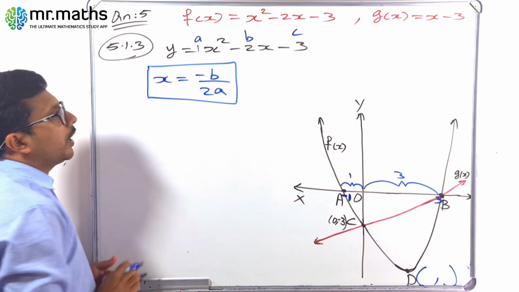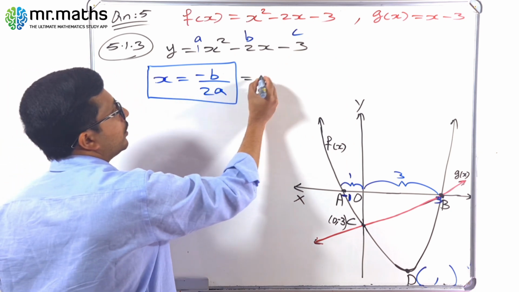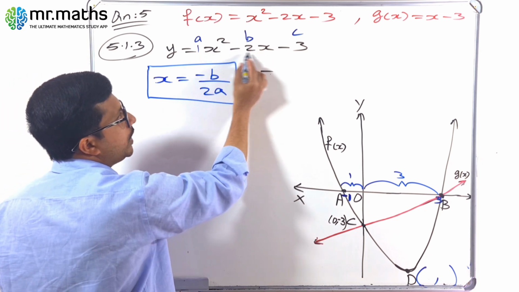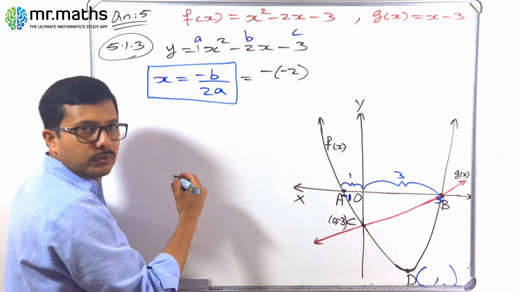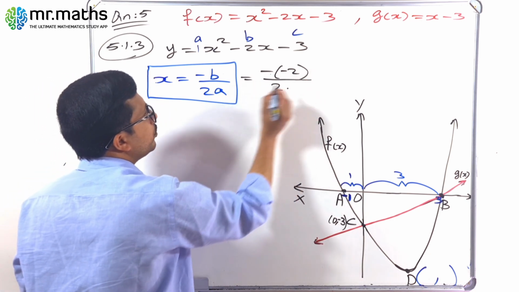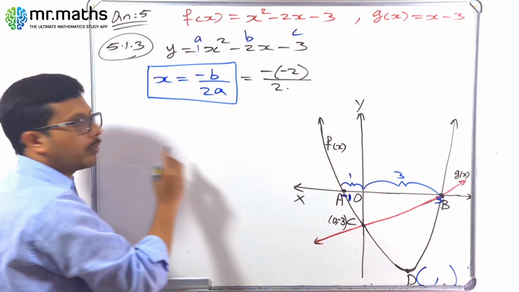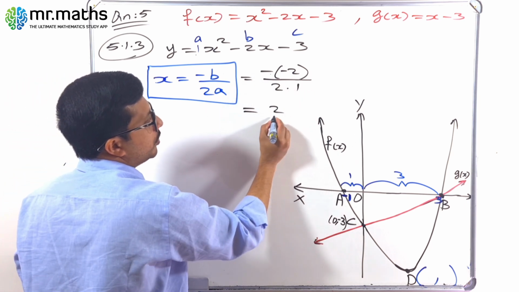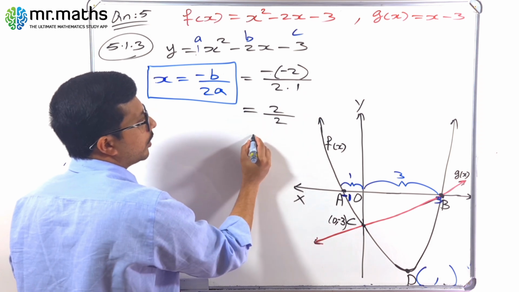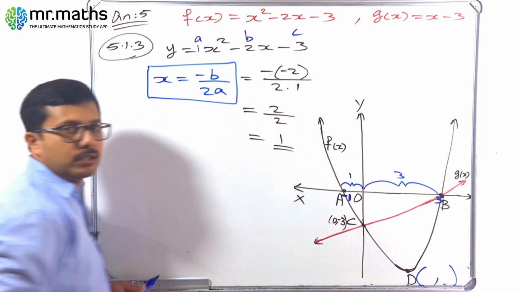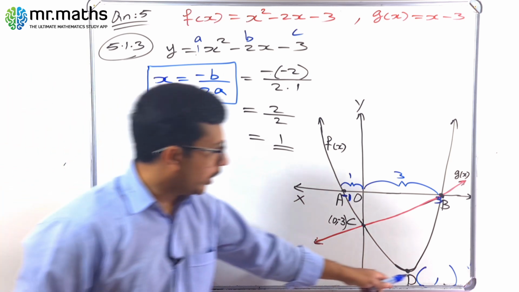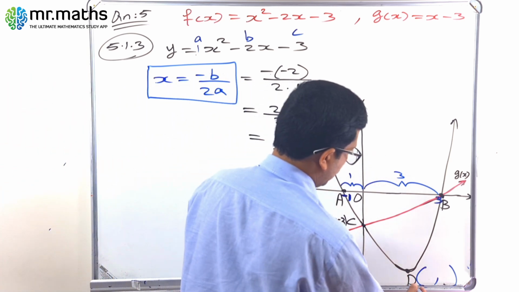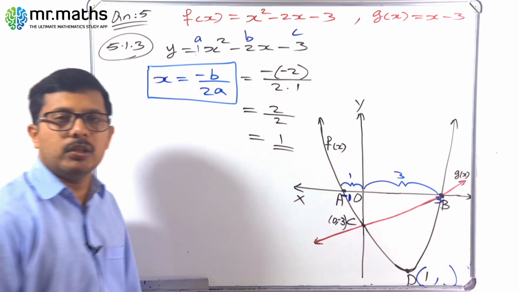So x is equal to minus b by 2a. That is equal to minus, this minus is this one, then b is another minus 2, divided by 2 into a. What is a? It is 1. Minus into minus is positive 2, divided by 2 into 1, which is 2, so that is 1. So it means that at this point the x value is 1.